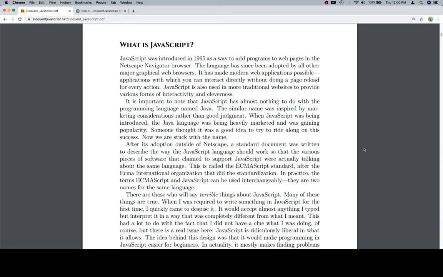After its adoption outside of Netscape, a standard document was written to describe the way the JavaScript language should work so that the various pieces of software that claim to support JavaScript were actually talking about the same language. This is called the ECMAScript standard, after the ECMA International Organization that did the standardization. In practice, the terms ECMAScript and JavaScript can be used interchangeably. They are two names for the same language.